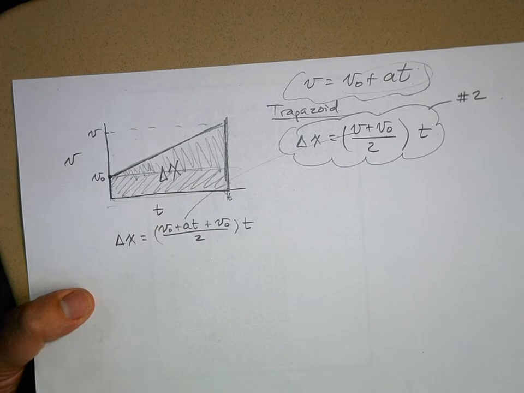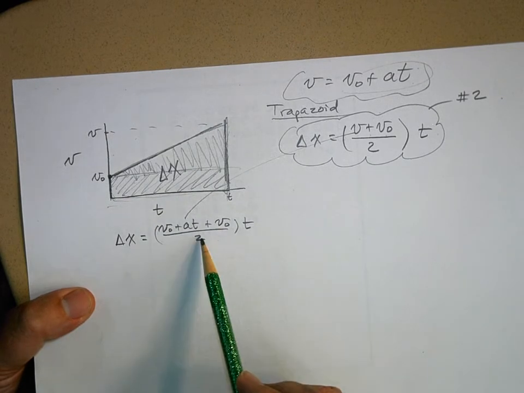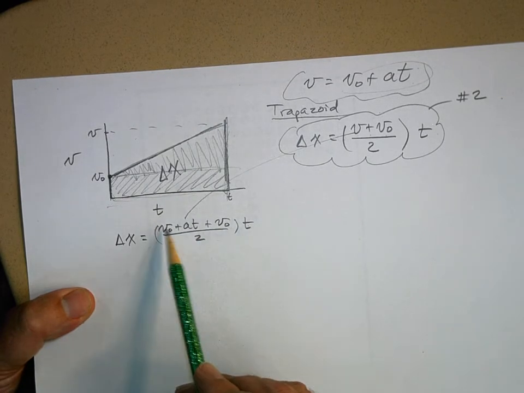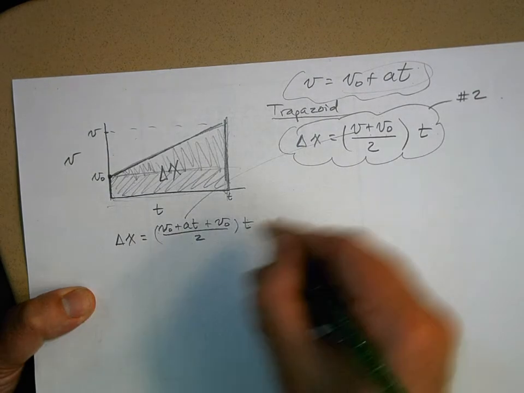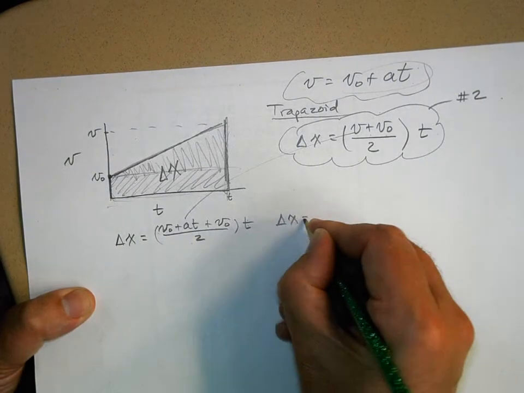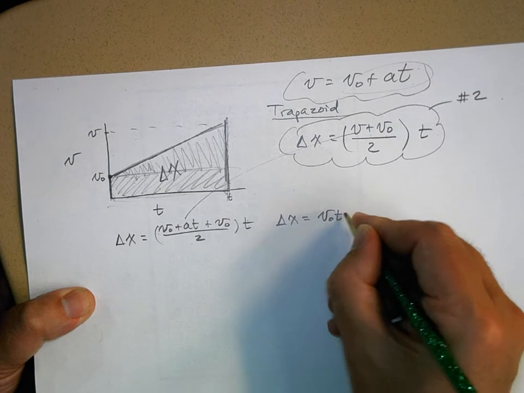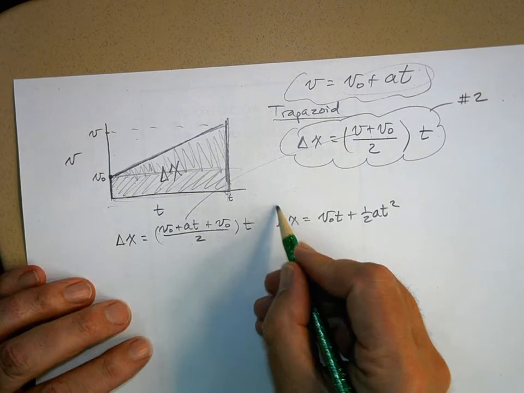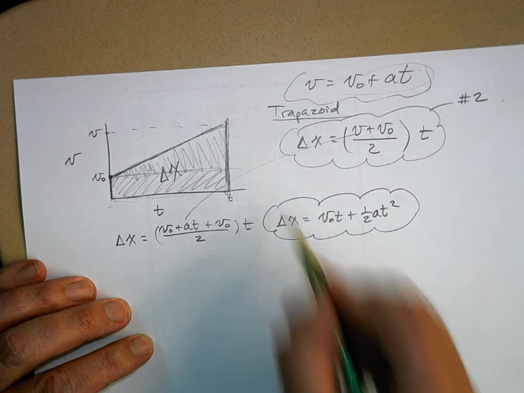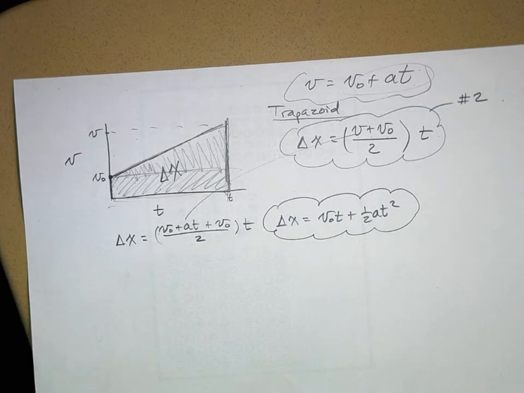But if you distribute this time in here and divide by 2 and add these together and all that, you get the third kinematic equation. So I'm going to leave it to you to go through the two or three algebra steps to get there. And this is equation number 3.